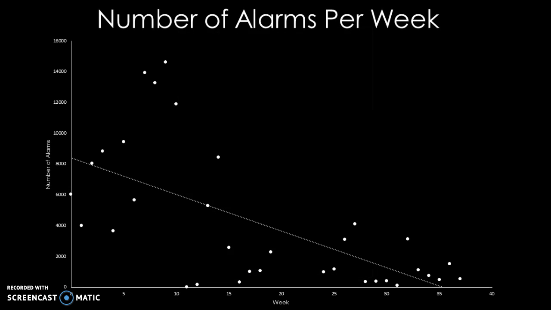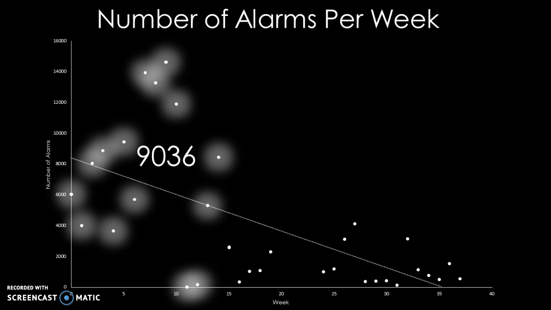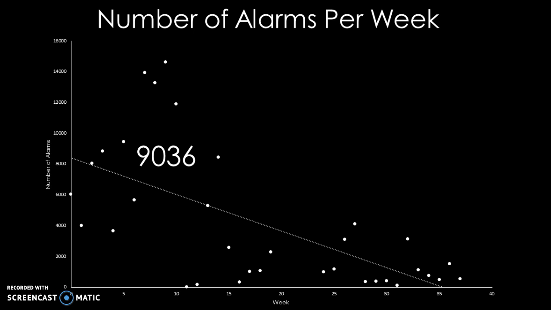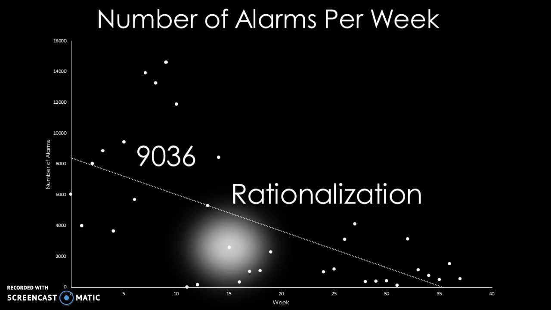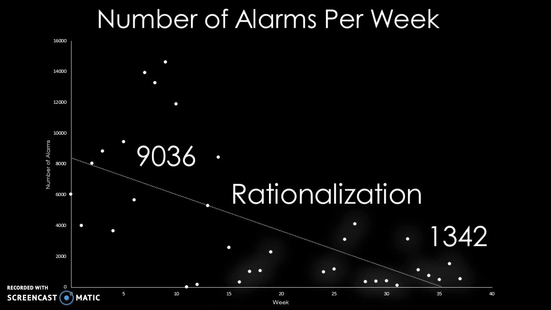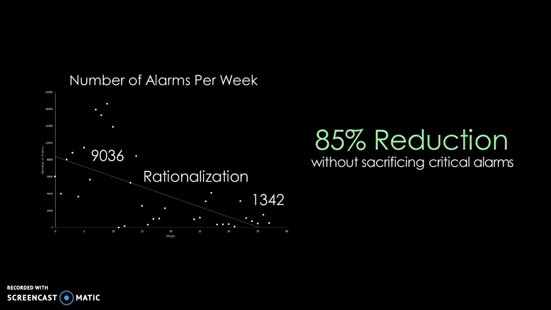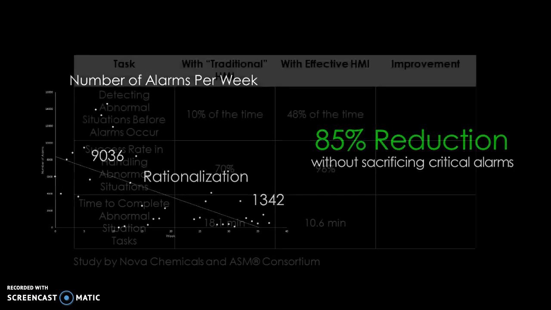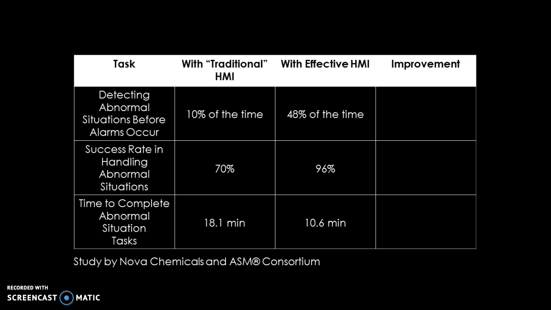I cannot stress enough the differences these alarm management efforts have made in the industry thus far. In one of my company's most active control rooms, the average number of alarms per week totaled approximately 9,036 before the process of alarm rationalization. After implementing the Alarm Rationalized database, the number of alarms was brought down to 1342, when hundreds of nuisance alarms were eliminated or reprioritized, creating an 85% reduction without sacrificing critical alarms. Additionally, the implementation of alarm-optimized HMIs has led to better detection of abnormal situations before they occur, better success in responding to abnormal situations, and better completion time in handling abnormal situation tasks.